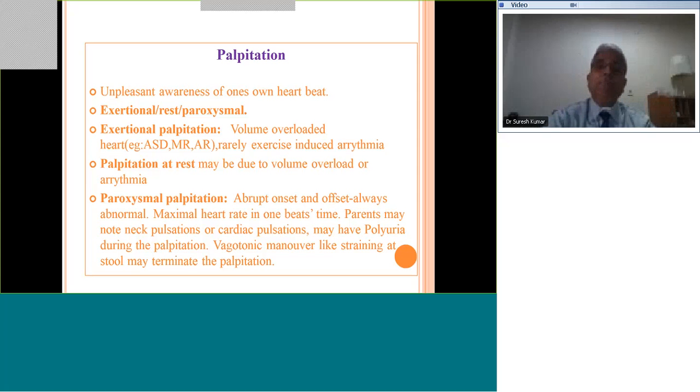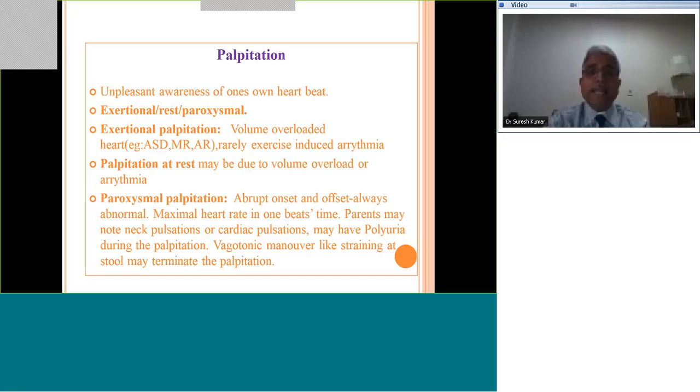So in this, the maximal heart rate is achieved in a beat's time. The patient is able to say, "I was reading a newspaper. I was all right when I was reading a newspaper. Suddenly my heart started beating." And if you can ask the patient to tap out how his heart beats, it will be like this, as against a normal, steady cadence of heartbeat.